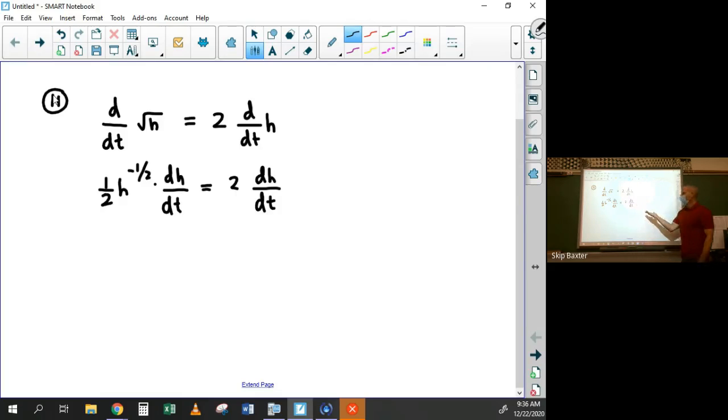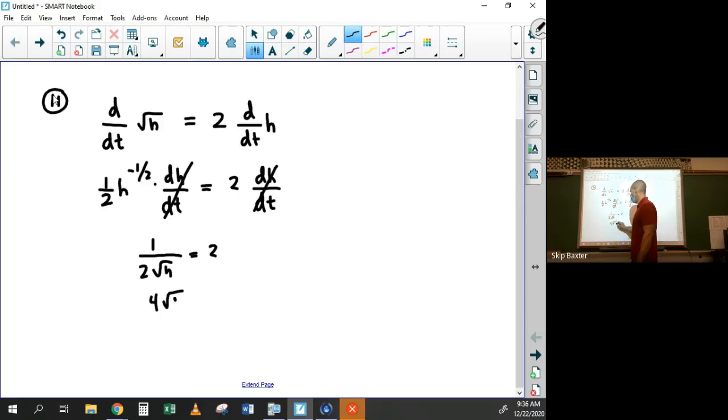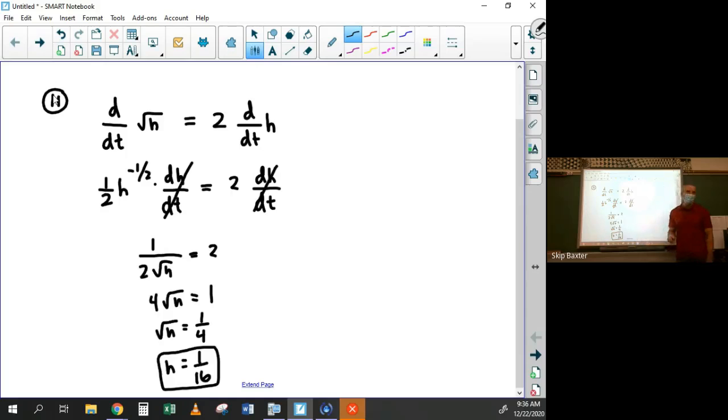They just want to know what value of h makes this true. That's it. These cancel. So you get 1 over 2 radical h equals 2. So 4 radical h equals 1 if you cross multiply. Radical h equals 1/4, and h is 1/16.